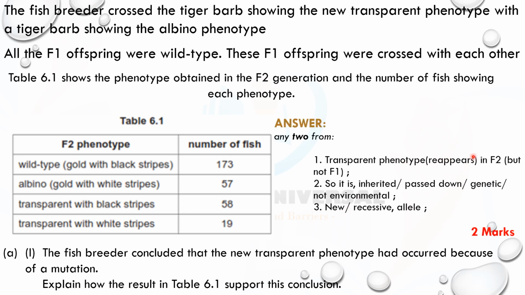The transparent phenotype appears only in the F2. It doesn't appear in F1. So it is inherited, passed down. It's not environmental. So it's a new recessive allele. The mutation is not due to the environment.